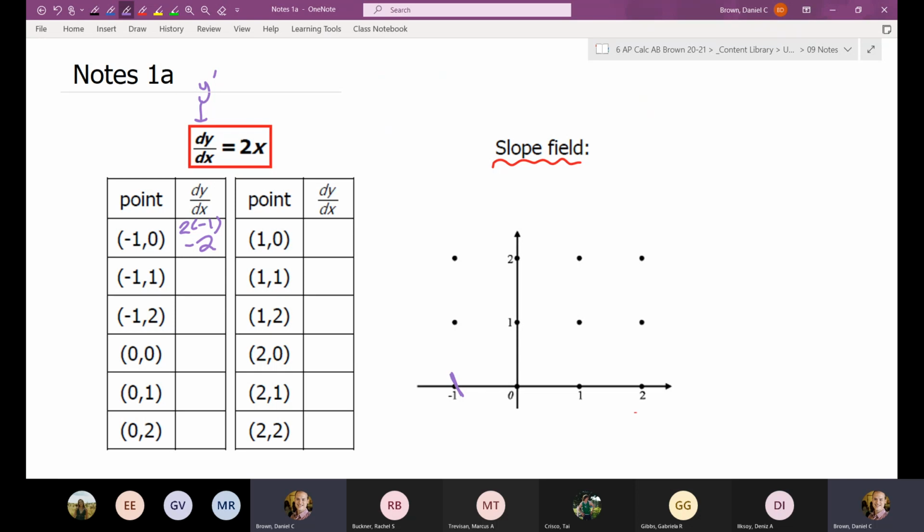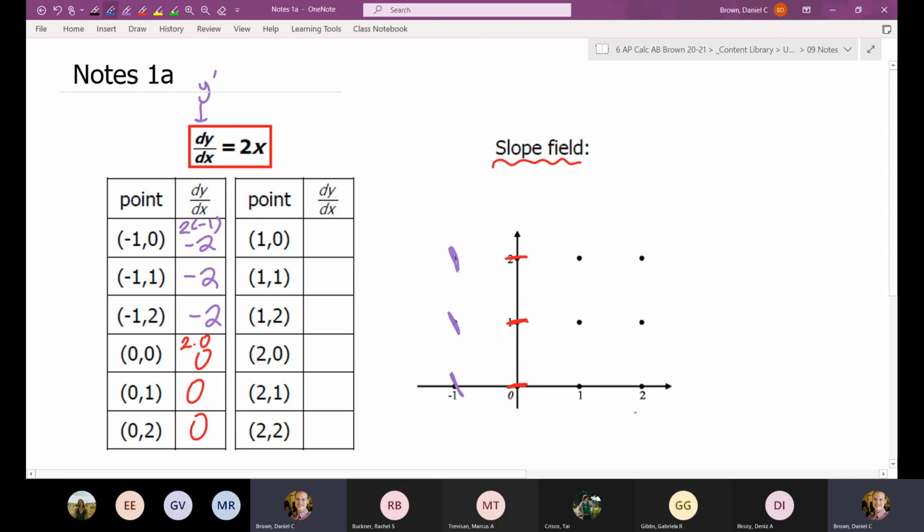Like this differential equation, there is no y in it, so it's only reliant on the x coordinate. So I pretty much know that whenever x is -1, the slope is always -2. And again, I'm just estimating what that would look like. It doesn't have to be perfect. When x is 0, 2 times 0 is 0, so the slope is 0. What's the slope of 0? That will be horizontal. And then just keep going.